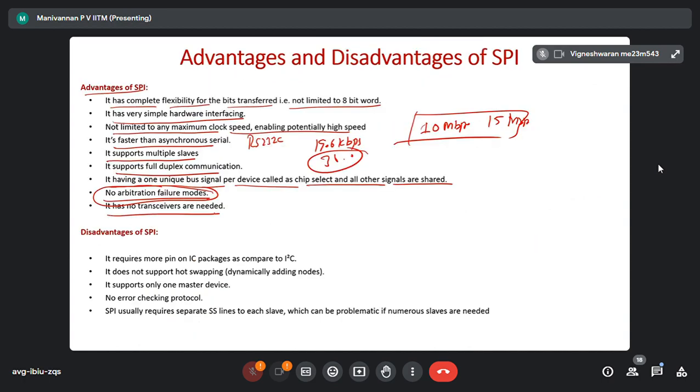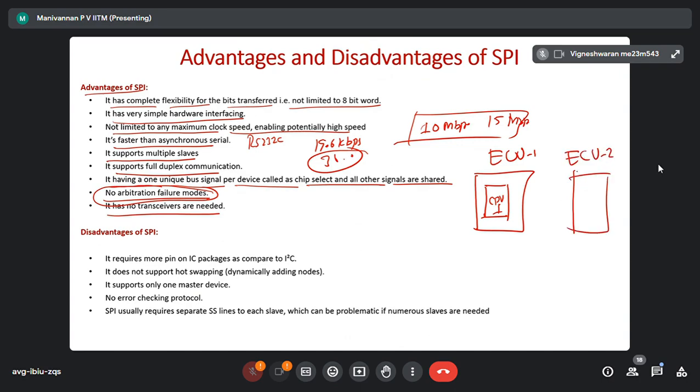Okay. So there's no transceiver needed. As I told you, the transceiver means, in RS-232 communication, again, note down, I have a CPU 1 or your ECU 1, your vehicle controller, and you have ECU 2, correct? This is ABS, this is EMS, engine management system. There's a CPU, correct? So from CPU, data will come to the transceiver IC.